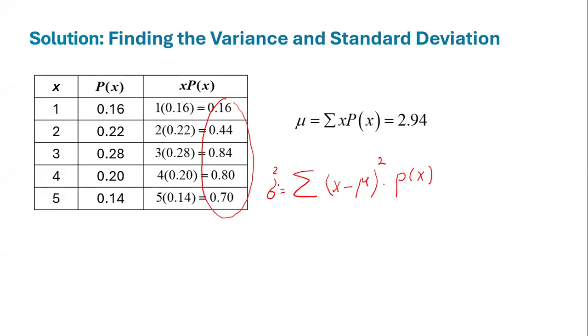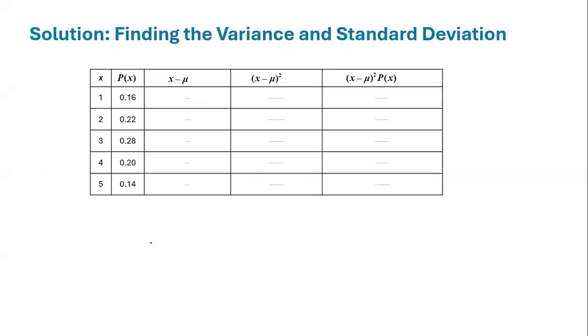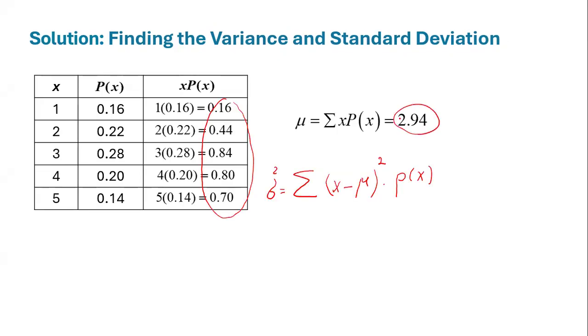You can also follow all these steps in the table. So that means in your table, you can have a column for subtracting the mean from each x value. Then you have another separate column for squaring those numbers, and then another column for multiplying those squares by the probability. And at the end, we just add all these values in the last column, and it gives us the variance.